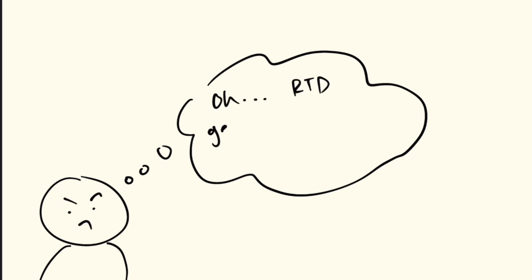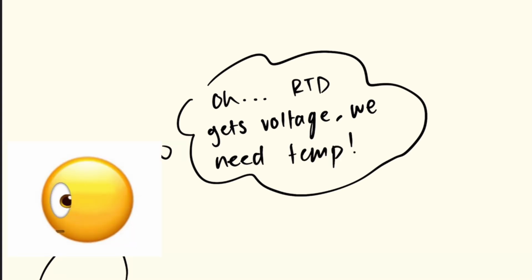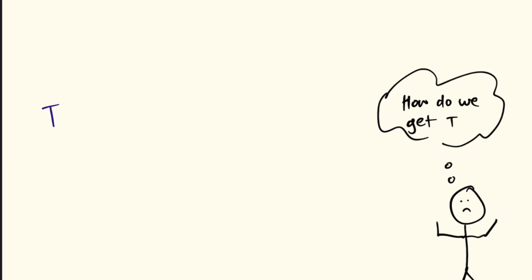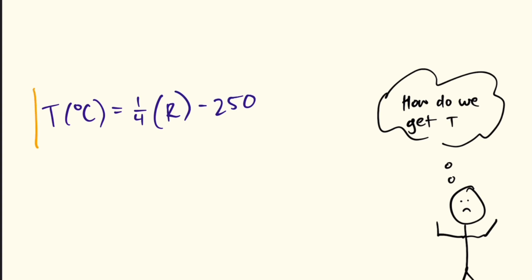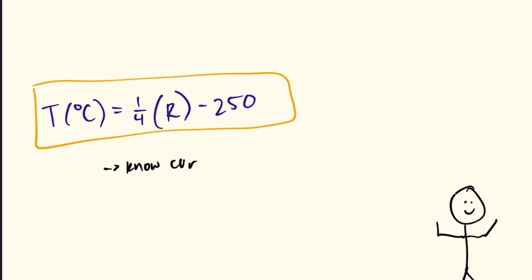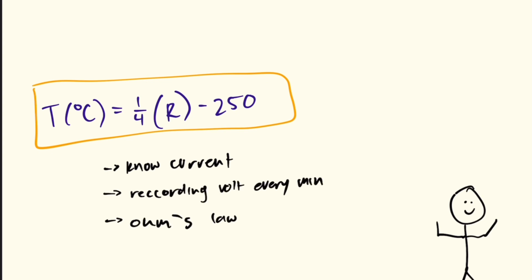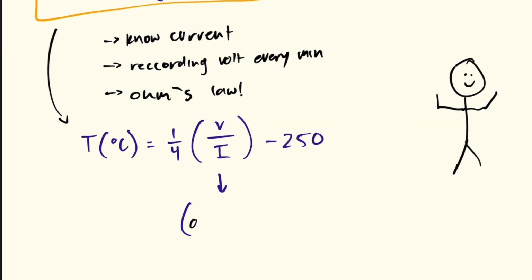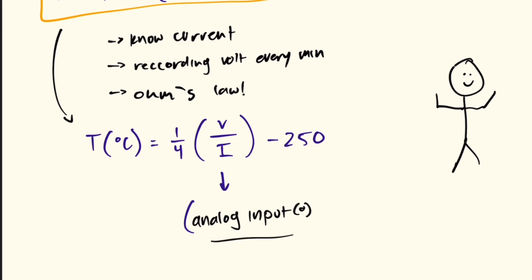So you might be asking yourself, why do we need current? Well, our RTD helps us to get these voltage readings. However, this assignment is asking us to track temperature versus time. So how can we relate those? We're actually taught in this course an equation where temperature and resistance have a linear relationship, and it looks something like this formula. We already know the current, we are constantly recording that voltage every minute, and we have Ohm's law. So we can kind of manipulate this equation to look like this with all the values we have. And in our code specifically, it would look something like this.